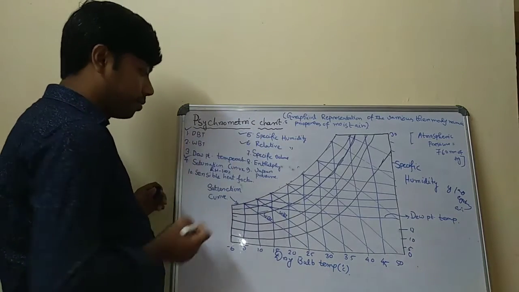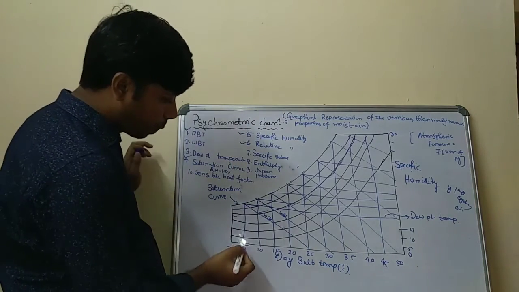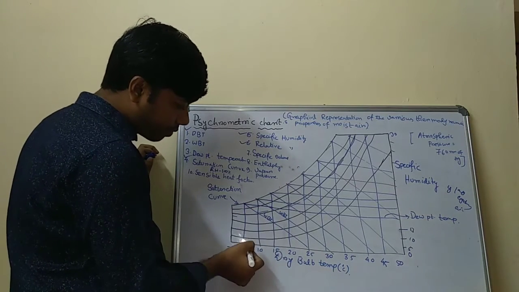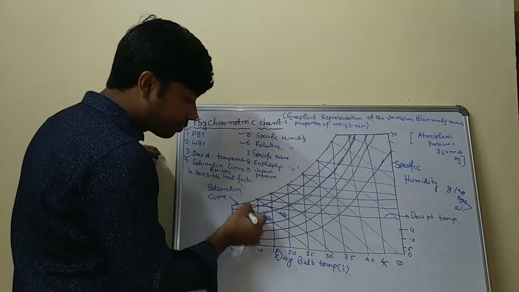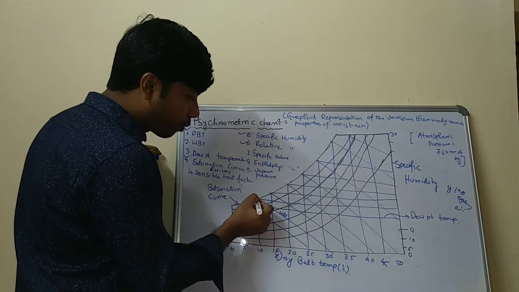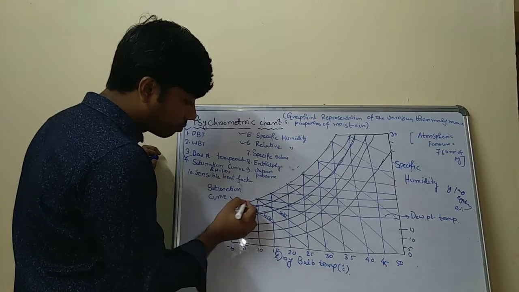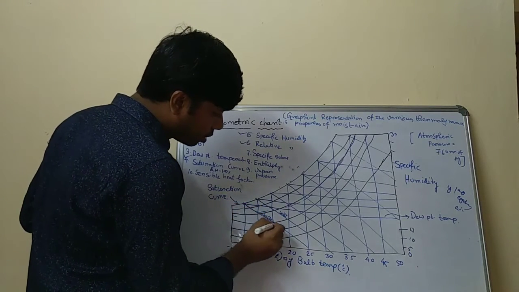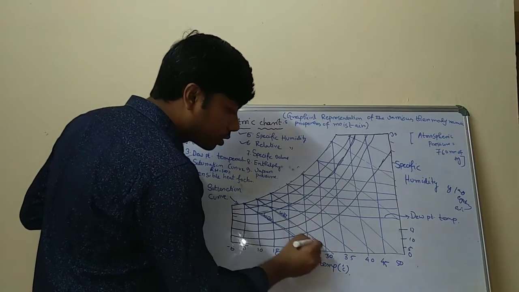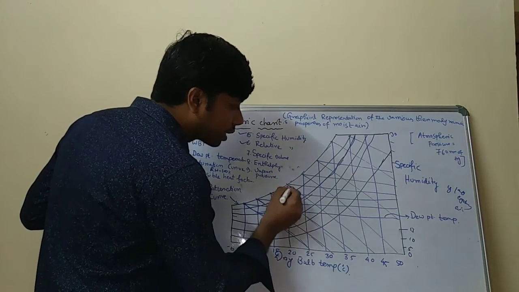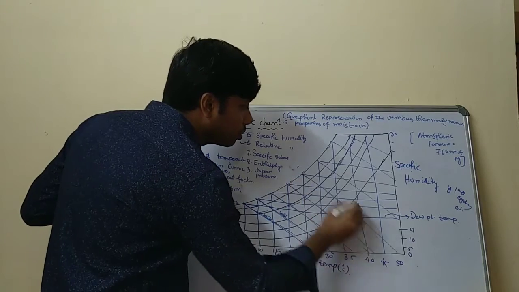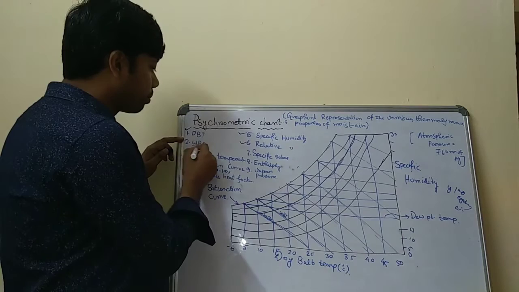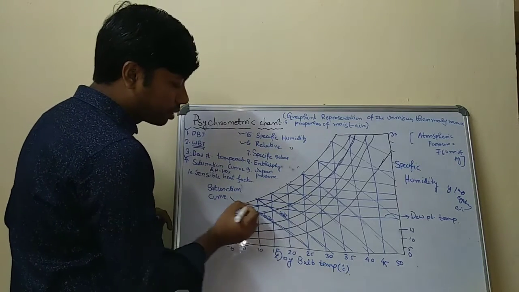Now, what is dry bulb, and where is the wet bulb temperature? As you know, this is your dry bulb temperature: 5, 10, 15, 20. These are the points that reach the saturation curve, this point. Now, if you draw a line this way, this line indicates your wet bulb temperature. This is your wet bulb temperature.